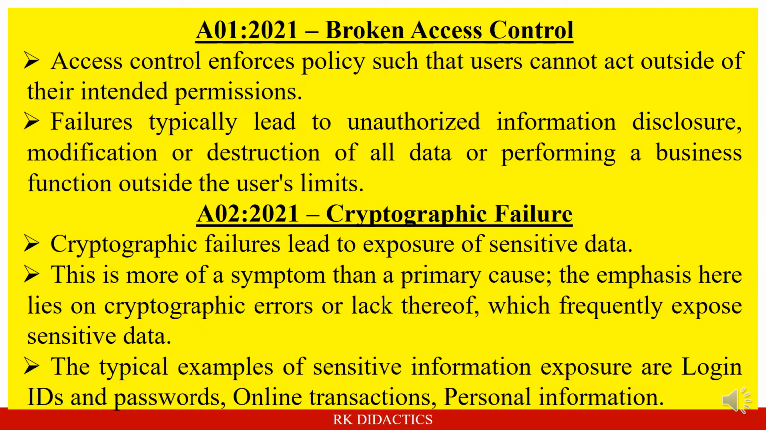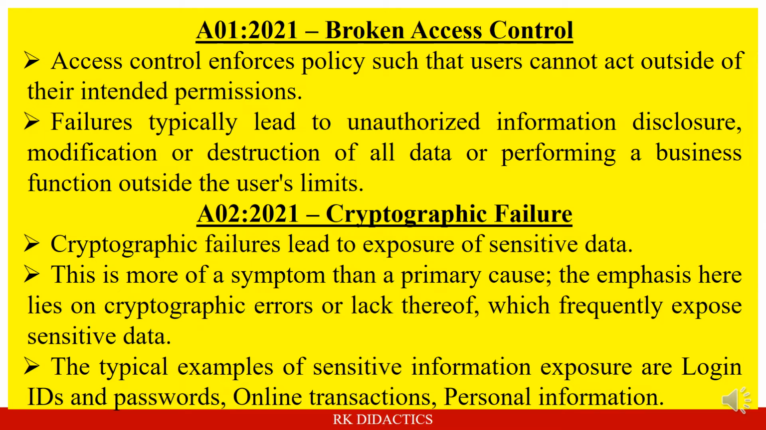These failures lead to unauthorized information disclosure, modification or destruction of all data, or performing a business function outside the user's limit. So when access control is breached, automatically the user will get unauthorized access to what he should not do. By getting access beyond his permission, he can make any modification or destruction of data or unauthorized information disclosure. So this is the first risk.